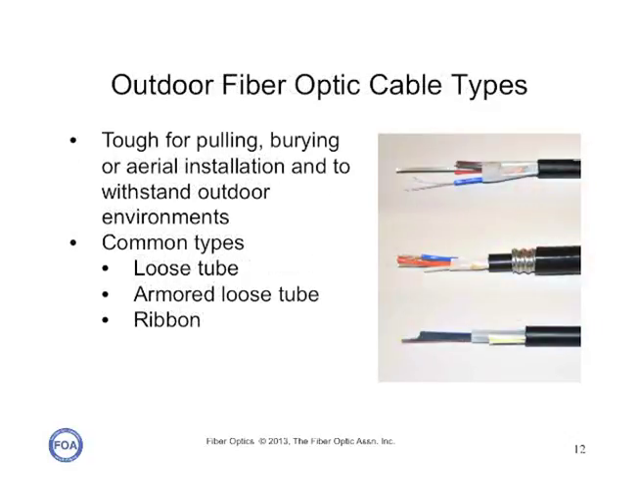Outdoor cables must be much more rugged. They have to be able to be pulled or buried or installed aerially and to withstand the environment in which they will be installed. The common types are what we call loose tube cables, the cable at the top, where the fibers are enclosed in a small plastic tube.